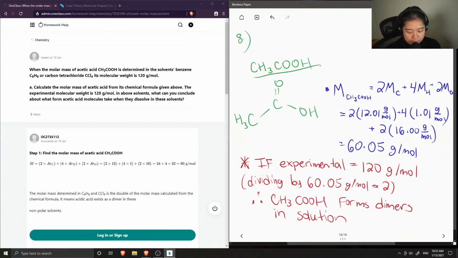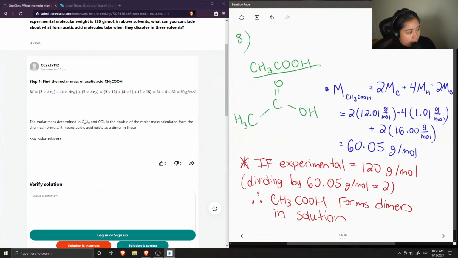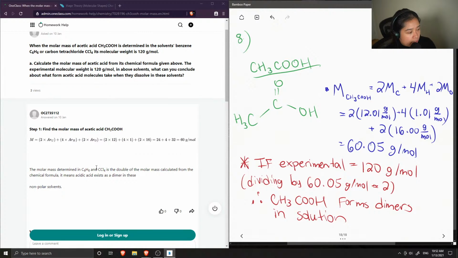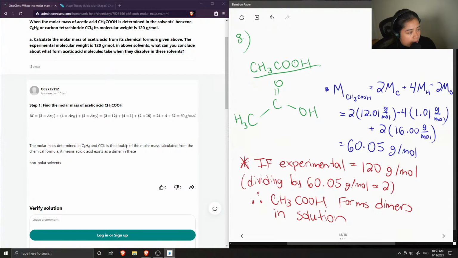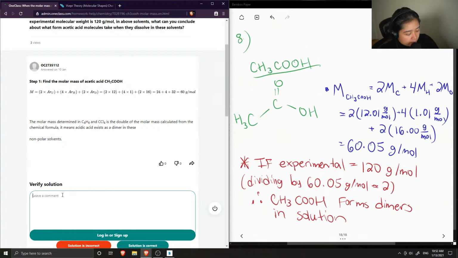Okay, so now let's see what the junior tutor said. Step 1, find the molar mass of acetic acid. They got 60 grams per mole, and then the molar mass determined in C6H6 and carbon tetrachloride is double the molar mass calculated from the chemical formula. It means acetic acid exists as a dimer in these nonpolar solvents. Yep, so this solution is correct.